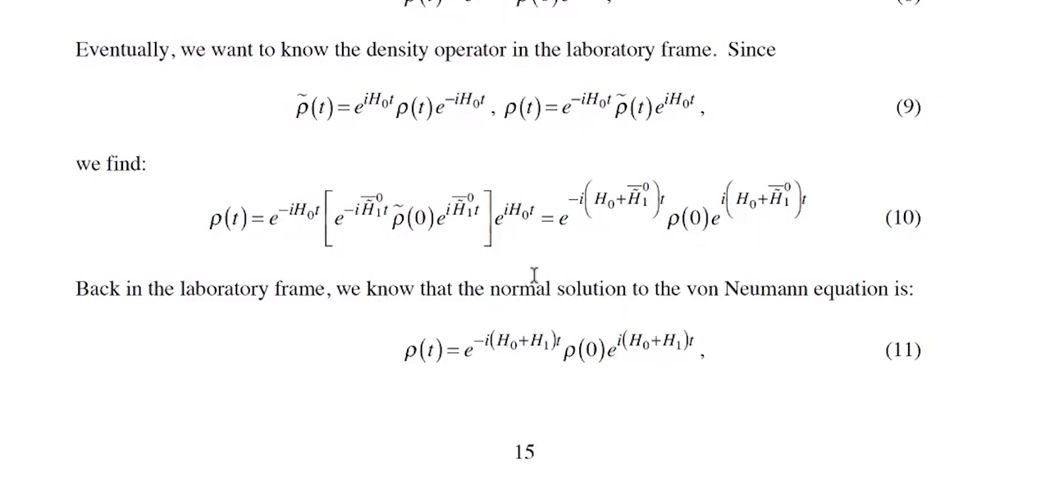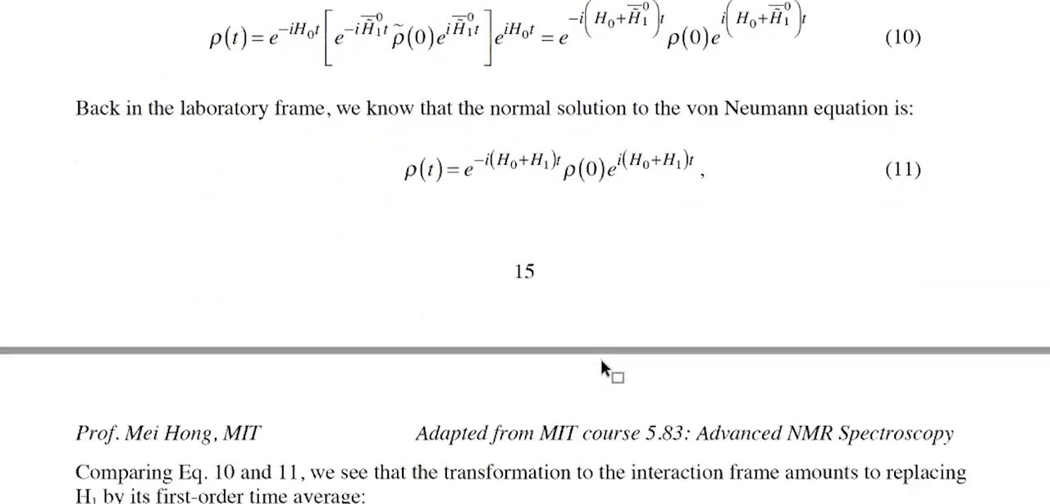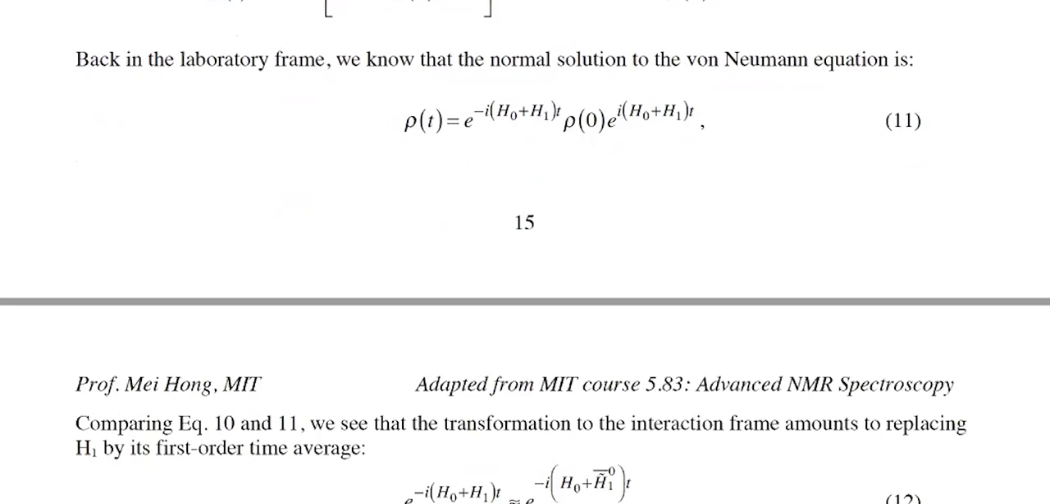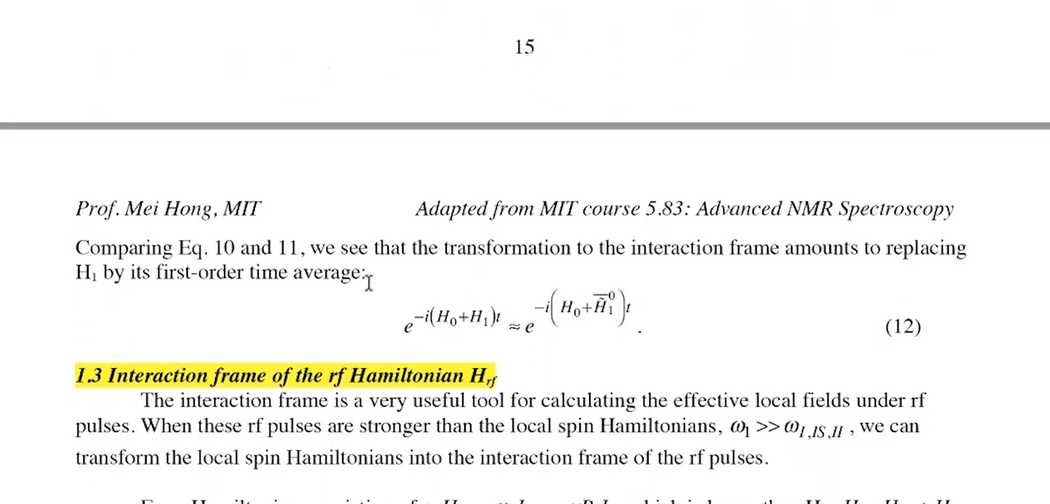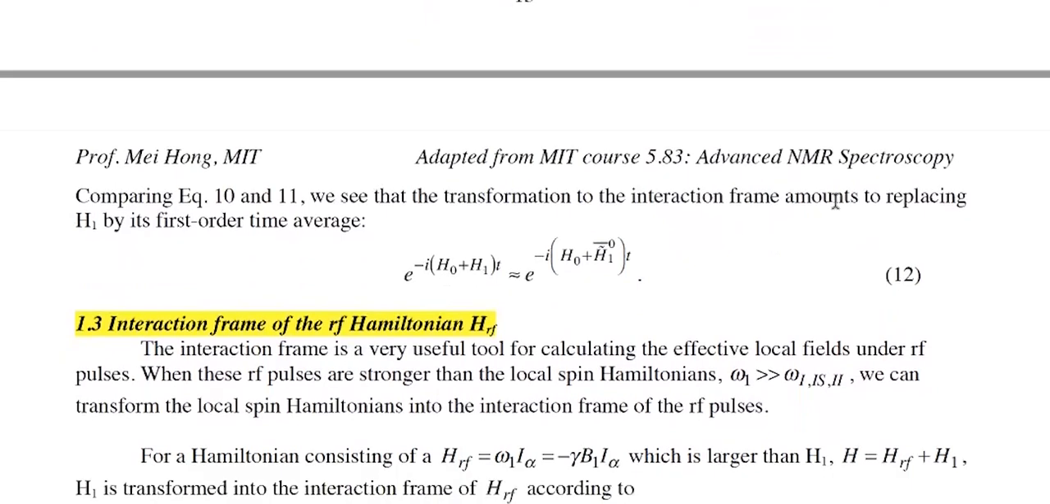So this equation for rho of t differs from the normal expression of rho of t. If you never worried about the interaction frame, you would just say, well, I have a rho of t evolving under the total Hamiltonian H0 plus H1, and that's what you have in equation 11. And the only difference between equation 10 and 11 is that this H1 has been replaced by the average Hamiltonian. So basically, transformation to the interaction frame amounts to replacing the H1 by its first order time average.